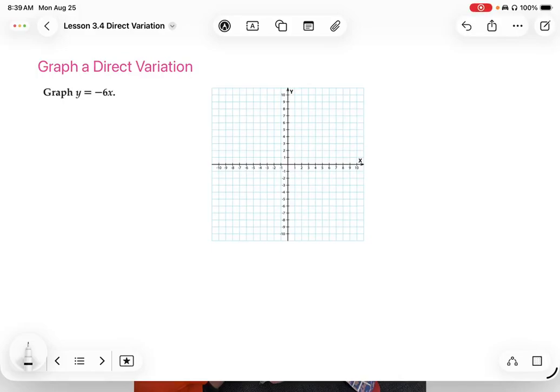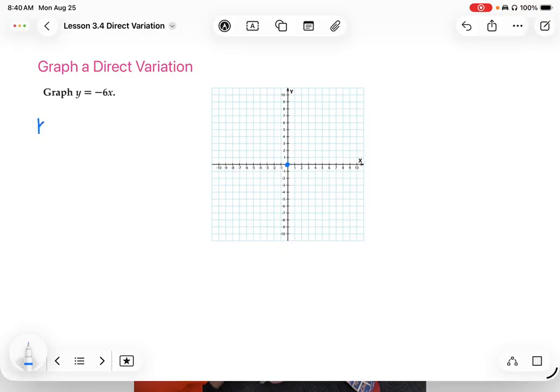Graphing a direct variation equation is pretty straightforward. In order to graph any line, all we need is 2 points. And because we know a direct variation equation always goes through the point 0, 0, we've got 1 point right off the bat just knowing that it's a direct variation equation. So how do we get a second point?